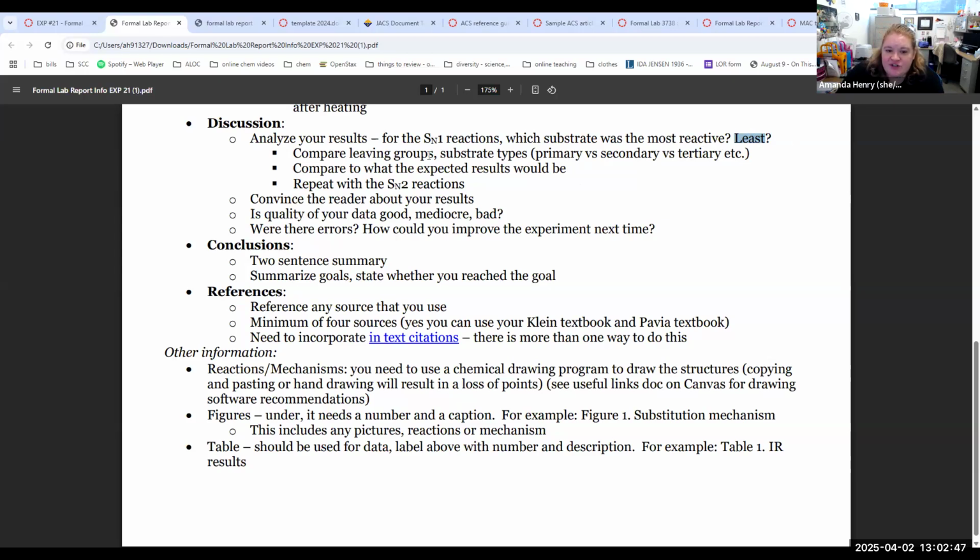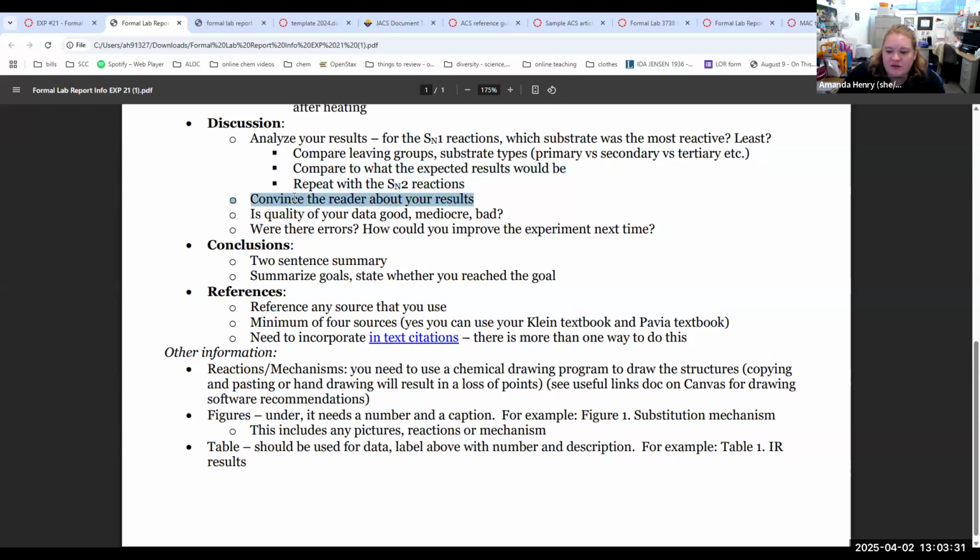And then we want to make some generalizations. So we want to look at leaving groups. So what was a better leaving group, chlorine or bromine? What was a better substrate type, primary versus secondary versus tertiary? And then we want to compare this to what we've talked about in lecture. Now, I know we haven't covered SN1 yet, but we will cover that right after spring break, and you can always read ahead or watch the YouTube videos to get ahead. But for SN1, we would expect tertiary to react really fast and primary to react very slow or not at all. So does that match what happened for yours? And then you're going to do the exact same thing for the SN2 reactions.